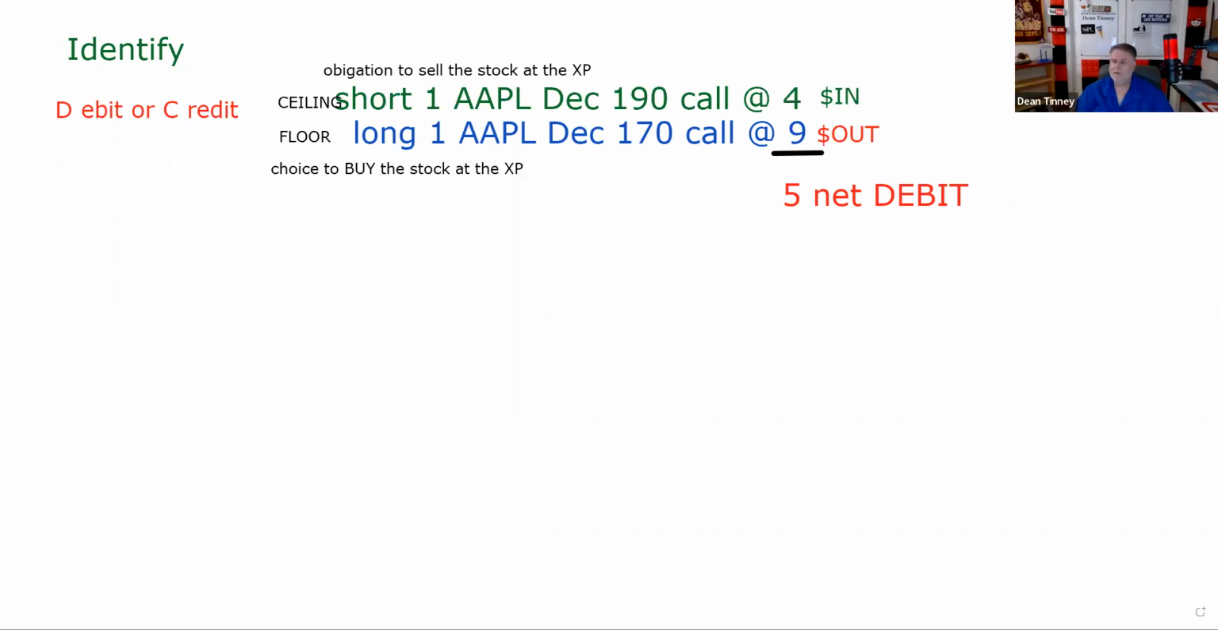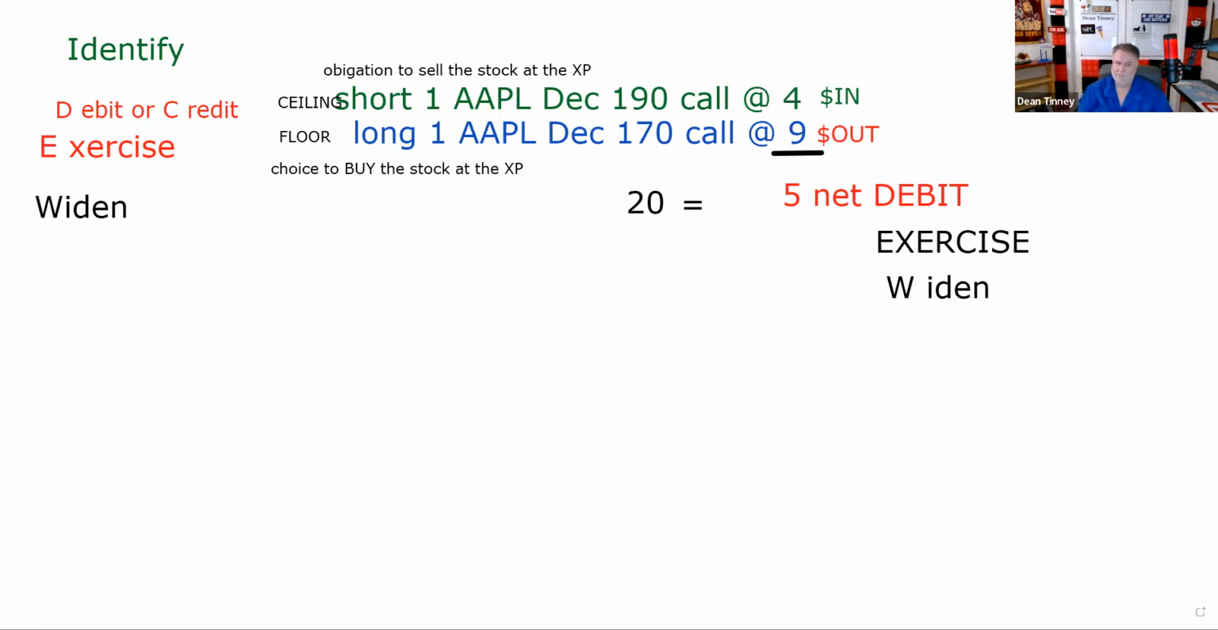Now, once we get that, we can rock and roll. Once you get the menu done, you say, okay, debit, exercise, widen goes together all the time. You'll be right every time. Then you can think about it and say, okay, if I do these contracts and it gets exercised, I'd be buying Apple at 170 and selling at 190. That sounds great, and I need the difference to get larger, but that goes together all the time.